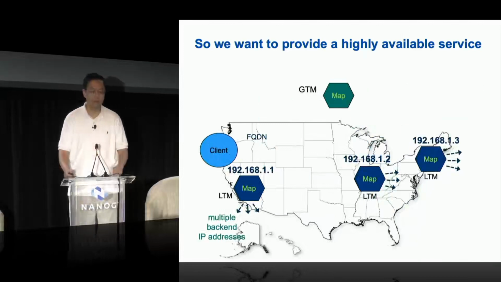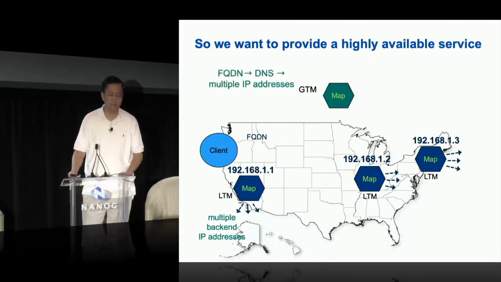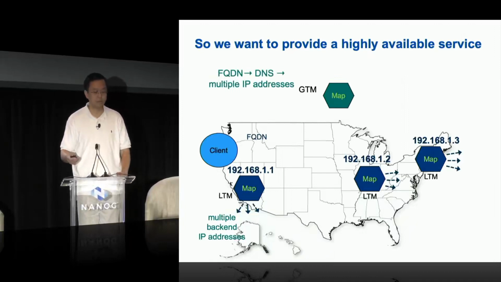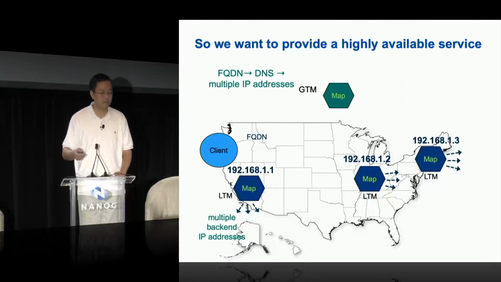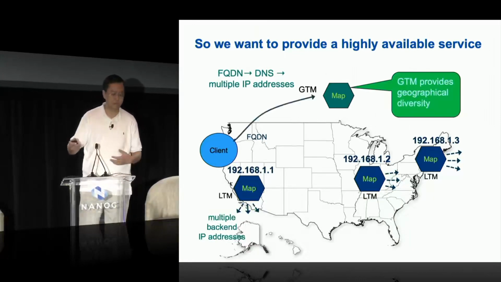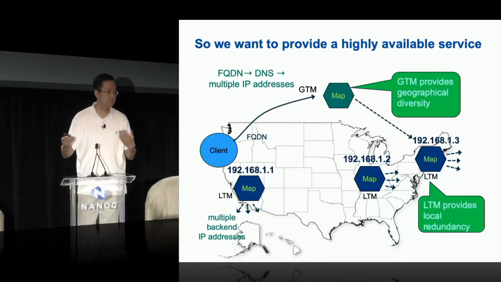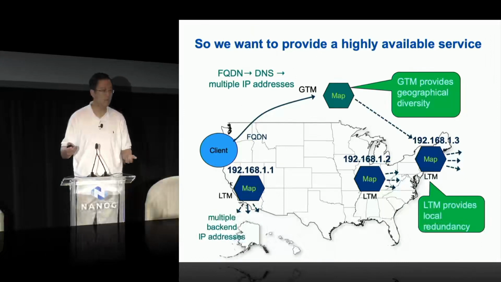Okay, before that, this would be how this plays out in a vast area like the US, right? The FQDN that indicates the resource will be mapped to multiple different IP addresses. In the slide, you can see that the 3 local data centers would have different IP addresses. The GTM then provides geographical diversity for the client to access, and the request would then be mapped to one of the data centers that have local redundancy.